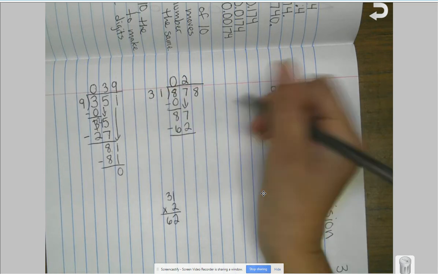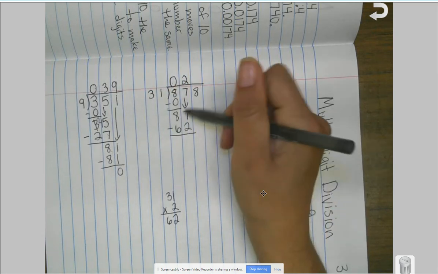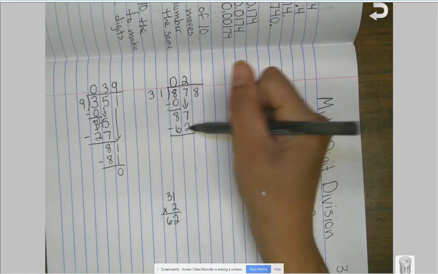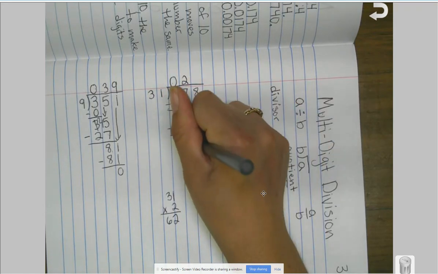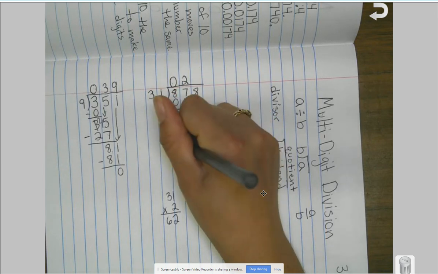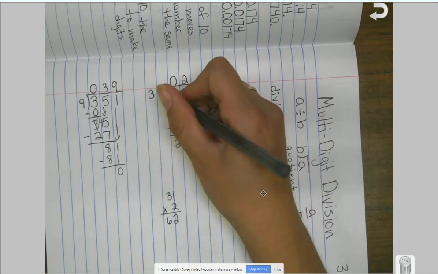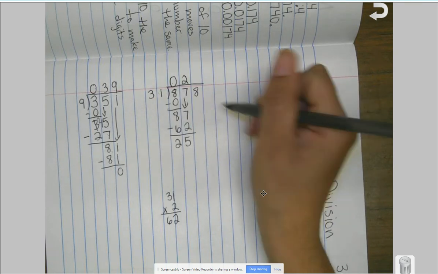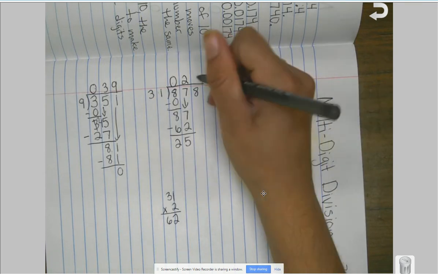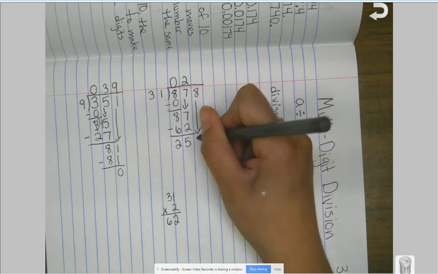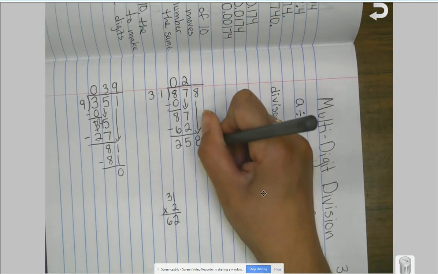Okay, now we say if we're taking out 62 of those tens, how many tens will we have left over? 7 minus 2 is 5. 8 minus 6 is 2. So we have 25 tens left over, but I need groups of 31, so that is not enough. So now I need to go down to the ones place. So I'm going to bring the 8 down here, and now I'm looking at 258 ones.